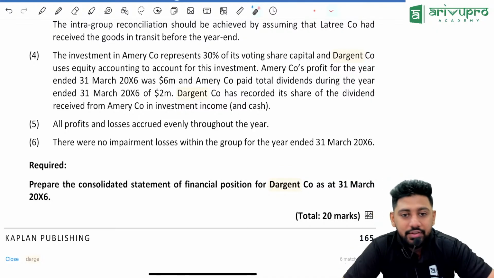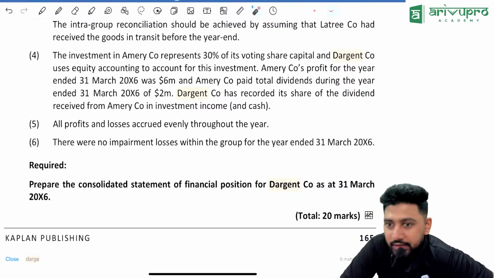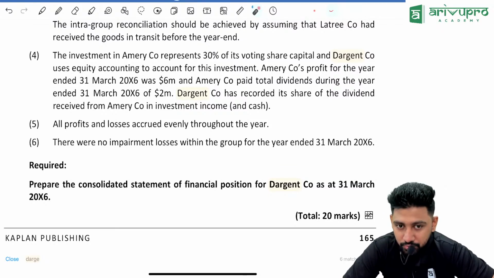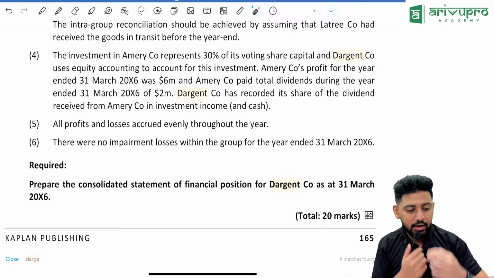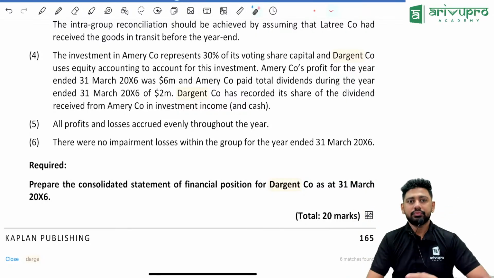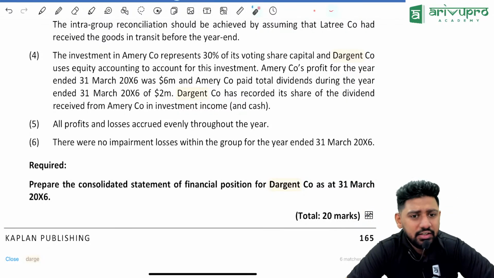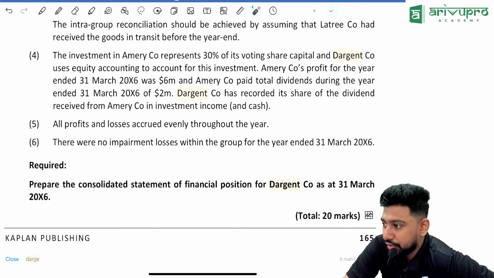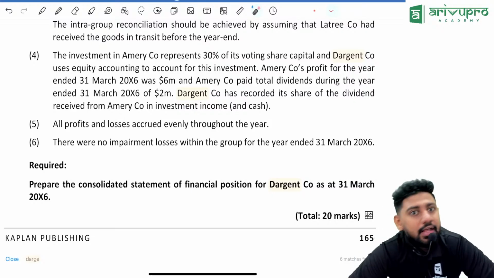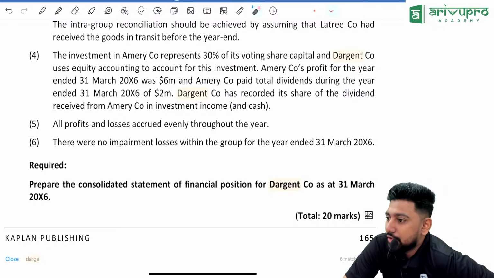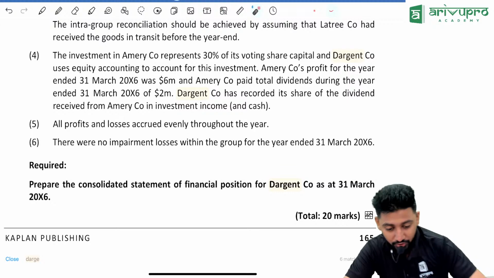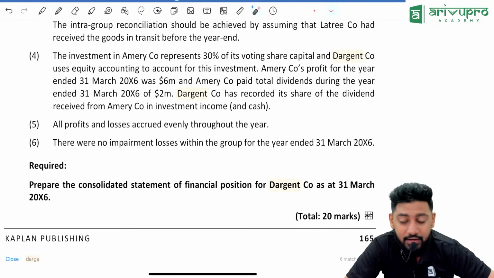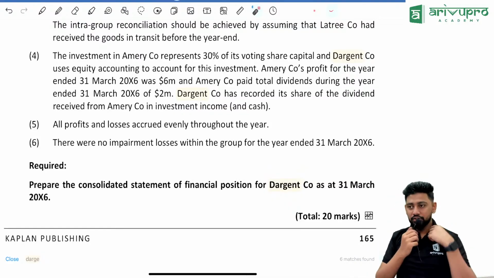I'm sure this is not the first time you are looking at a consolidated balance sheet question. I'm sure you have looked into consolidation before as well. As part of your syllabus and your paper, consolidation is a crucial part of your exam. It will be there throughout your paper for about 15 to 20 marks, but if you're lucky, you're going to get it as part of Section C for about 20 marks. If you get consolidation, very simple.